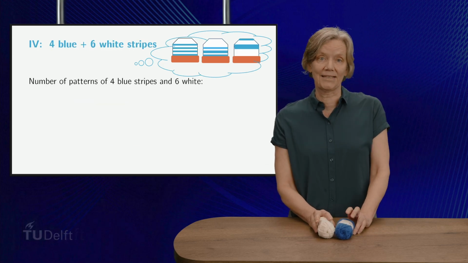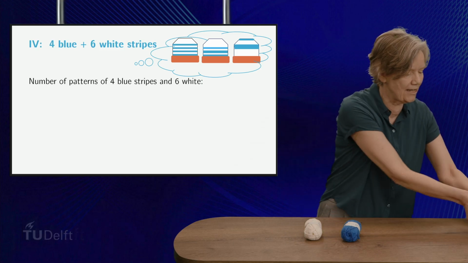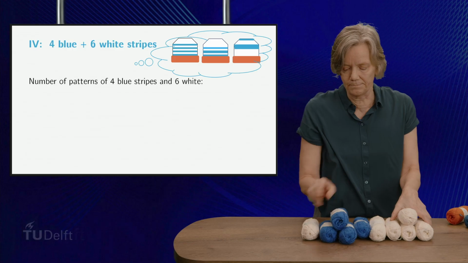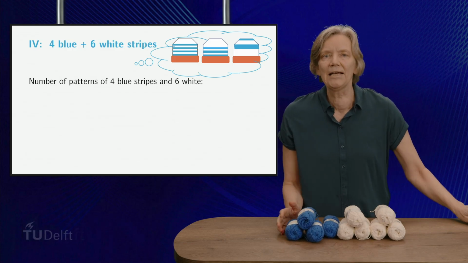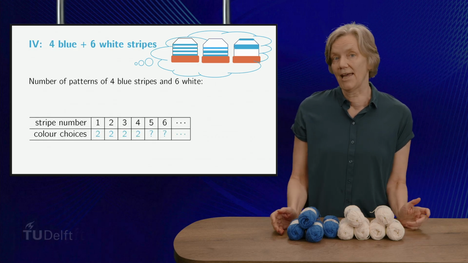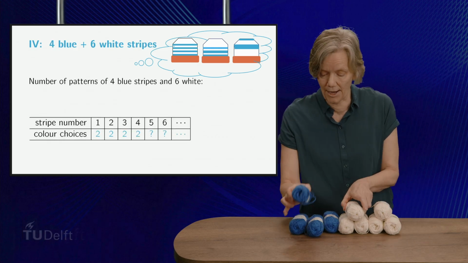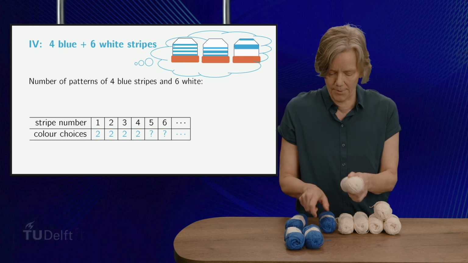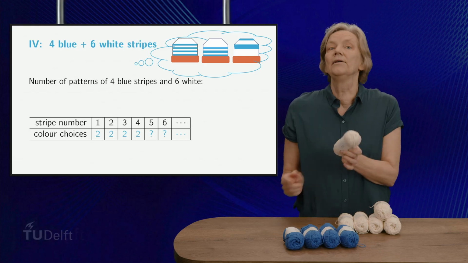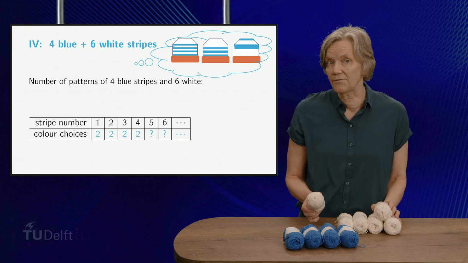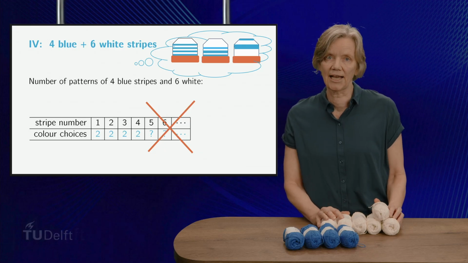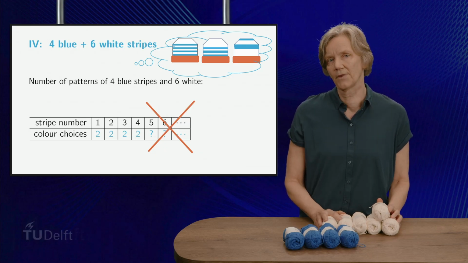Now, more difficult patterns. Say I want exactly 4 blue stripes and 6 white stripes. How many patterns can I make now? If I now count the same way, choose a color for the first stripe, for the second stripe, for the third stripe, for the 5th stripe, there may not be any blue left. So the number of choices depends on the earlier choices, and this is not an easy way to count.